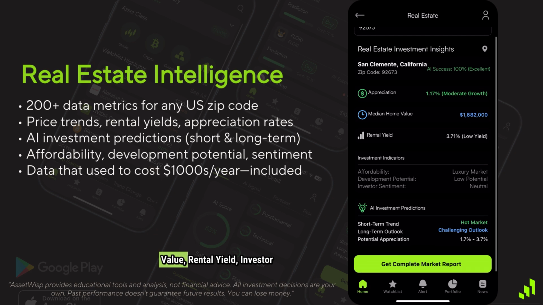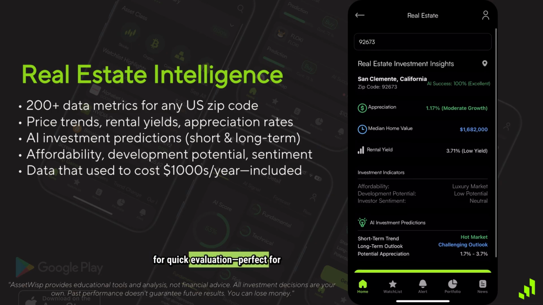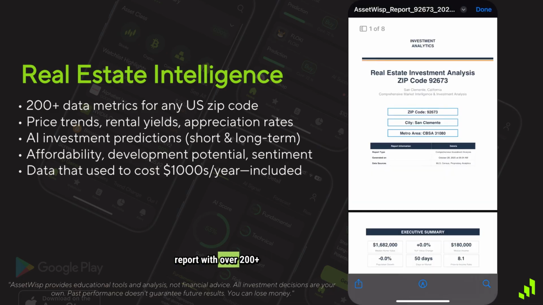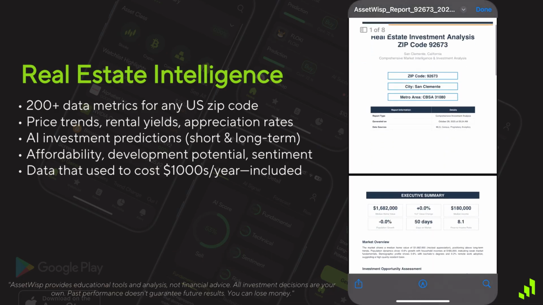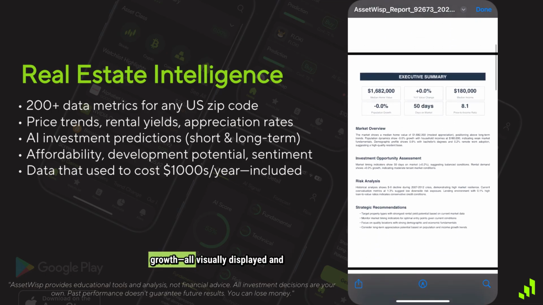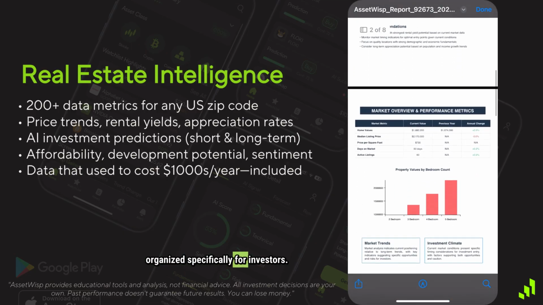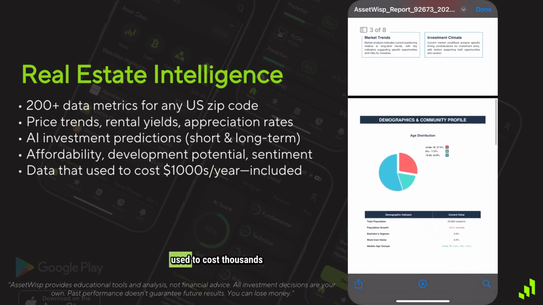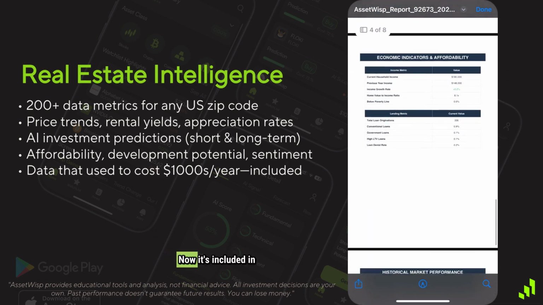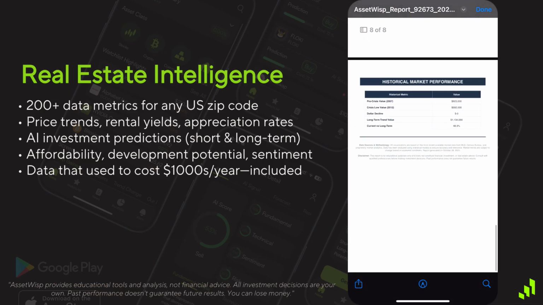median home value, rental yield, investor indicators, and AI investment predictions. These are high-level metrics for quick evaluation, perfect for scanning opportunities fast. But when you want the full picture, generate a complete PDF report with over 200 data points for that zip code. Price trends, demographics, employment growth, all visually displayed and organized specifically for investors. This is data that used to cost thousands per year from specialized real estate platforms. Now it's included in your AssetWisp subscription.